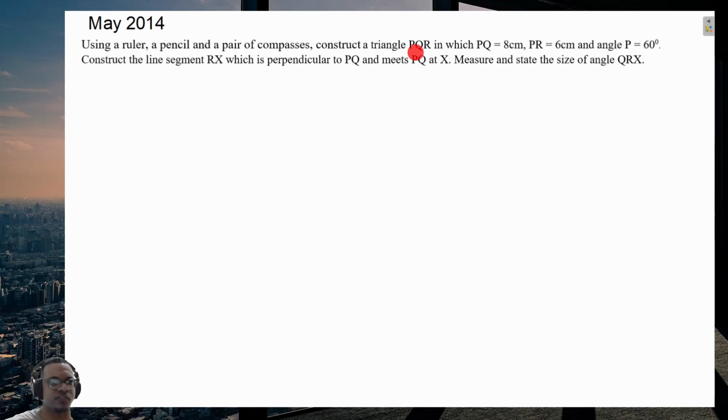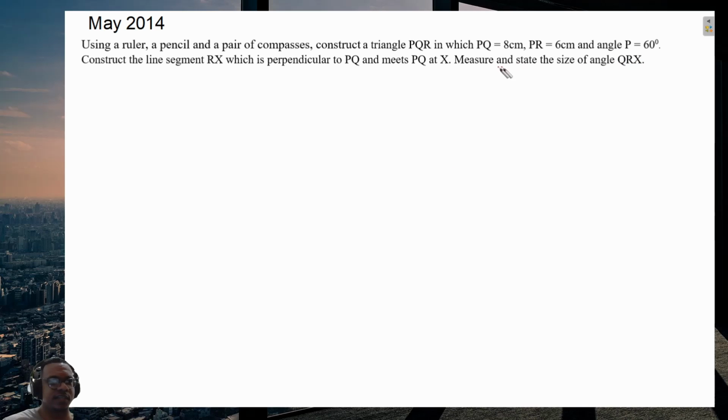In this question, we're going to use a ruler, a pencil, and a pair of compasses to construct the triangle PQR, in which we have PQ is equal to 8 centimeters, PR is equal to 6 centimeters, and the angle at P is 60 degrees. Then we're going to construct a line segment RX, which is perpendicular to PQ and meets PQ at the point X. Then we're going to measure and state the size of the angle QRX.